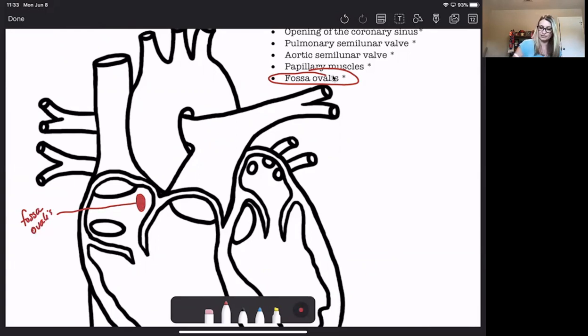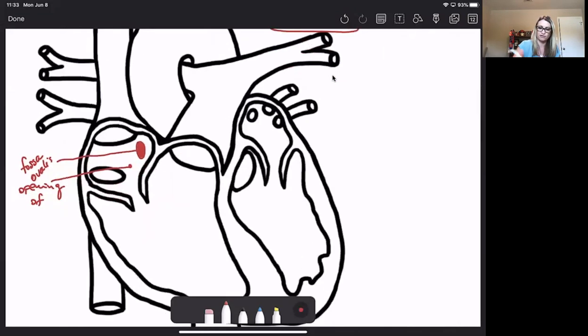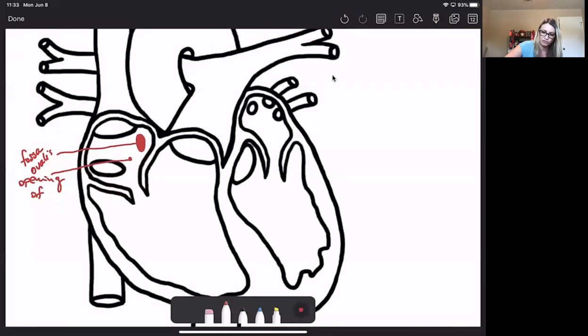Opening of the coronary sinus is not there either. You would draw that in and label it as opening of coronary sinus. You kind of get the gist of it. When you're labeling the picture, make sure that you're drawing lines to the side, outside of the image, and then you add the label. Sometimes people draw it here and then write fossa ovalis right on the picture, and it gets really messy.